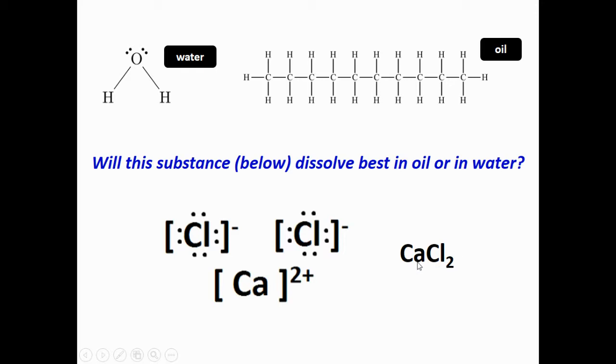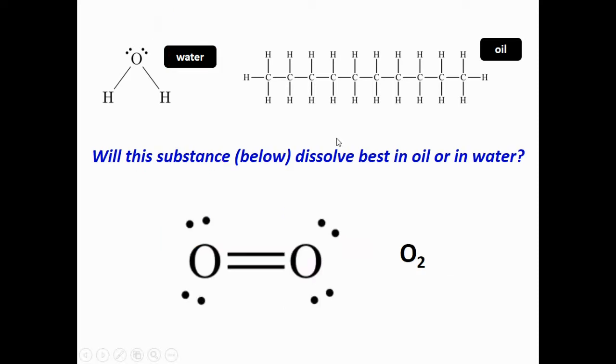What about this one? We got CaCl2, calcium chloride. So it's made of 2 chloride ions and a calcium ion. Will it dissolve in oil or water? It's an ionic compound. It loves polar. Ionic compounds love polar because they're the extreme example of something that's polar.